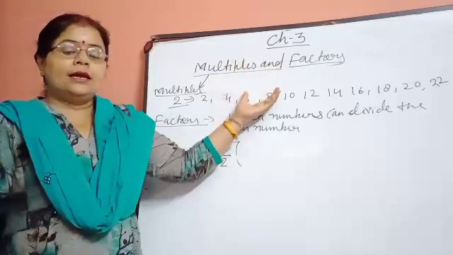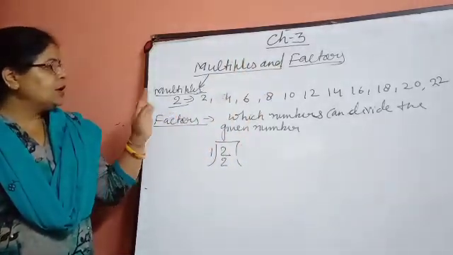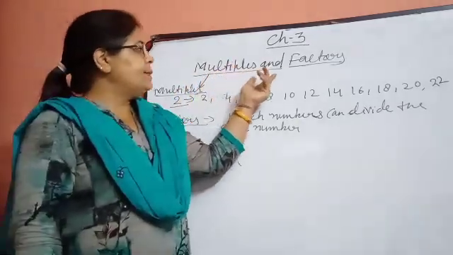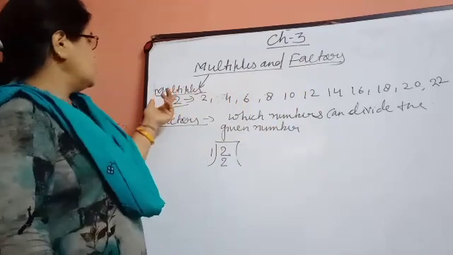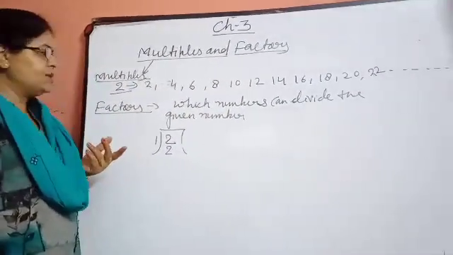In the last class, we learned up to exercise 3.1 of chapter number 3, till question number 4. Today onwards, we are going to start question number 5. In question number 5, there are multiples and factors. First of all, we would like to clear multiples and factors, which you have learned in previous classes also.